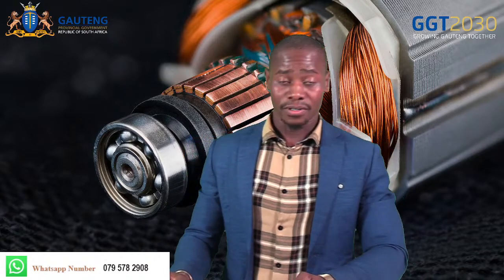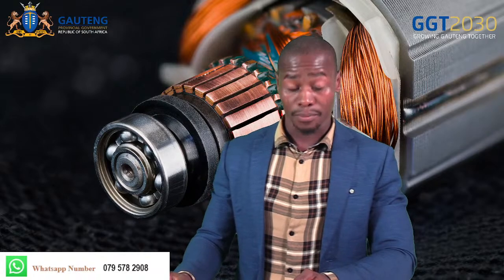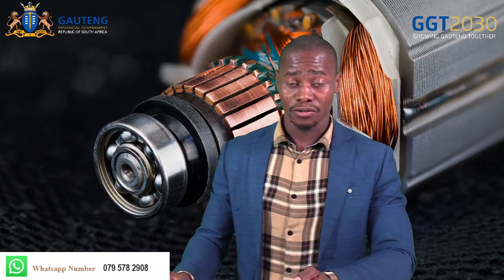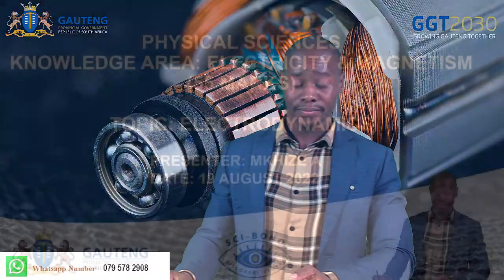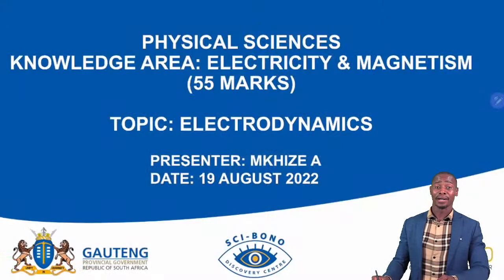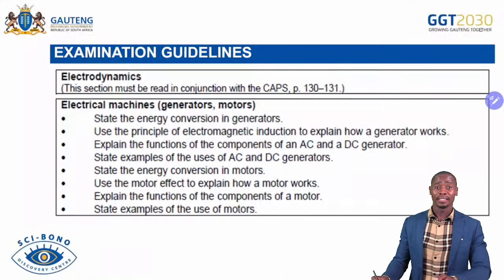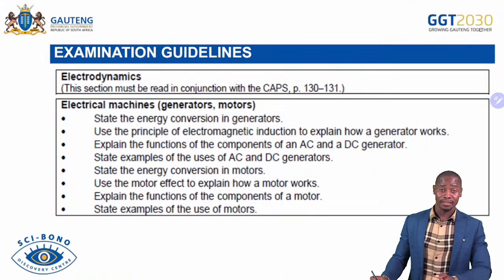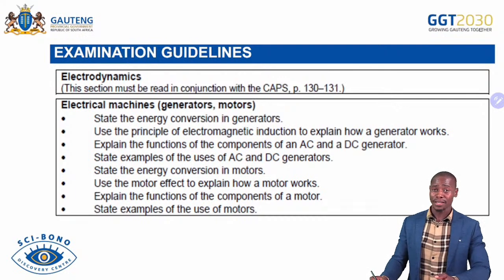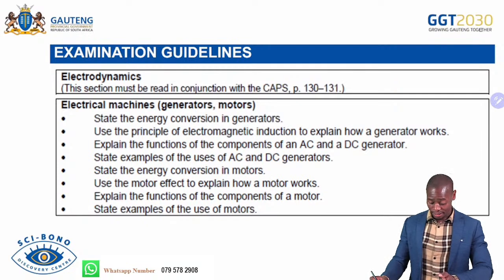Grade 12 learners, today the focus is on paper 1, under which knowledge area electricity and magnetism. Under electricity and magnetism, remember, we have 3 topics: electrostatics, electric circuits, and electrodynamics. So the focus today, learners, is on electrodynamics. According to your CAPS document, or your examination guidelines, these are the things you need to know under electrodynamics.